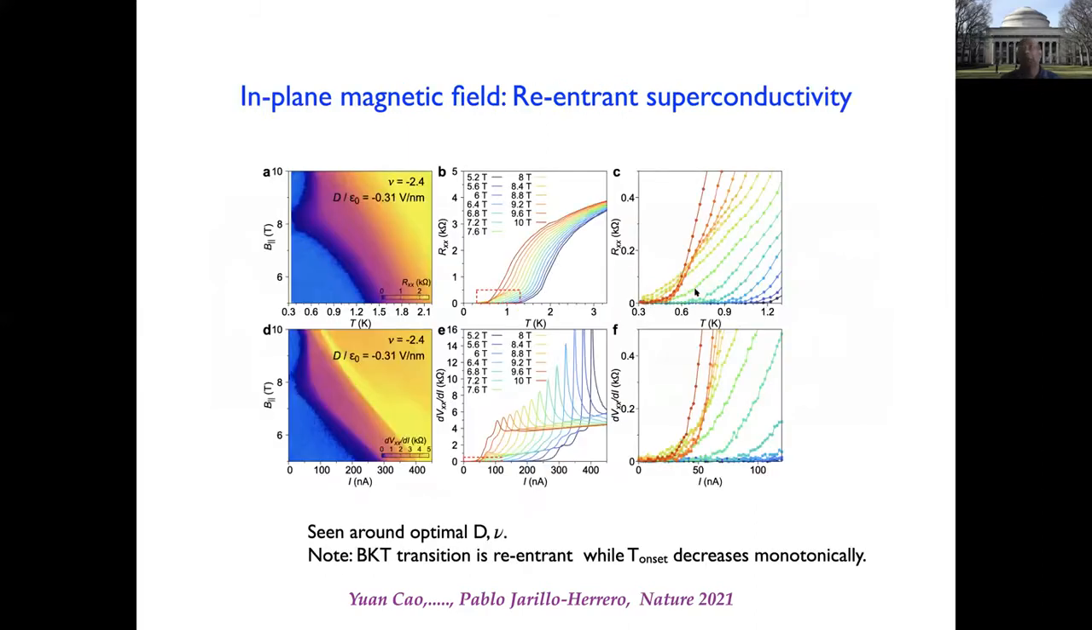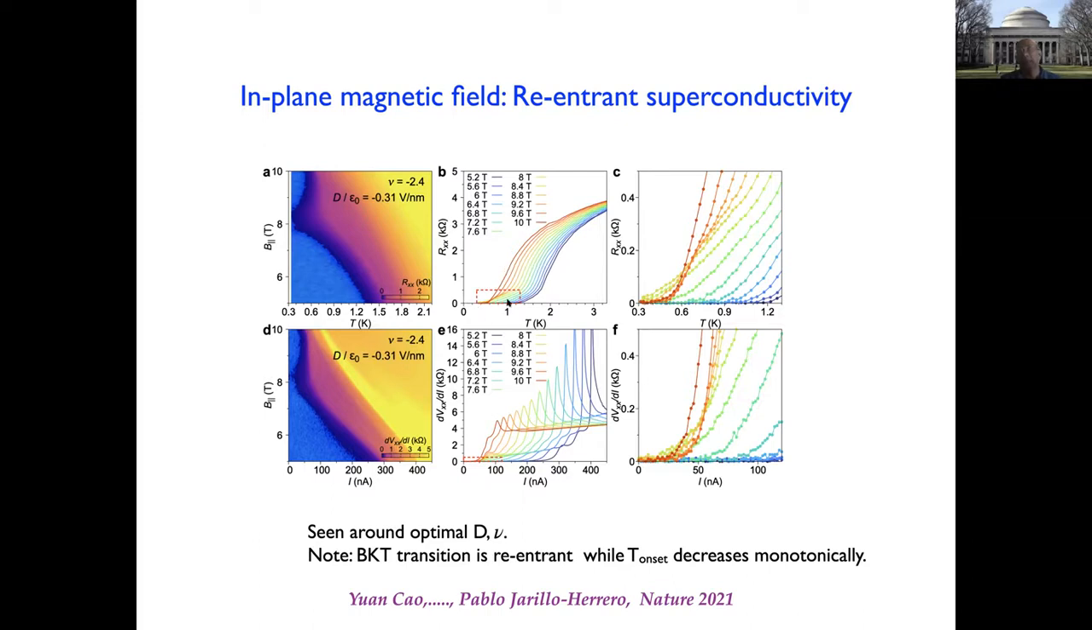Okay, and one of the most striking things that was found in the same experiment is that the superconductivity is actually re-entrant at optimal doping and optimal displacement field. So this blue region initially seems to shrink to 0, and then it reappears again. And you can see that in, say, the resistance traces here. So as you increase the field, first of all, this initial downturn of the resistivity, that downturn temperature just decreases monotonically.